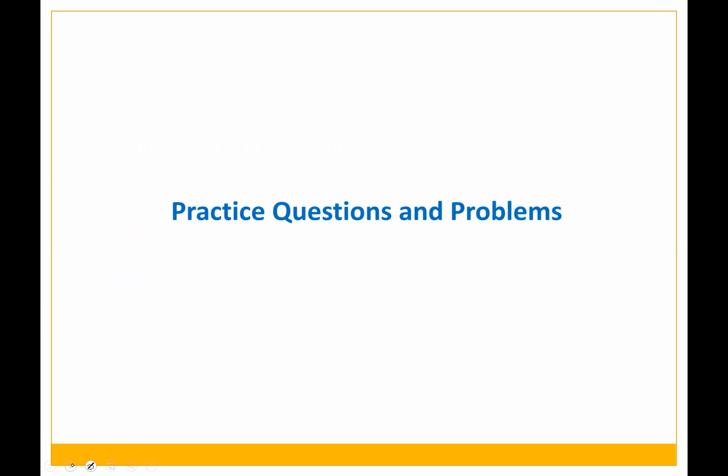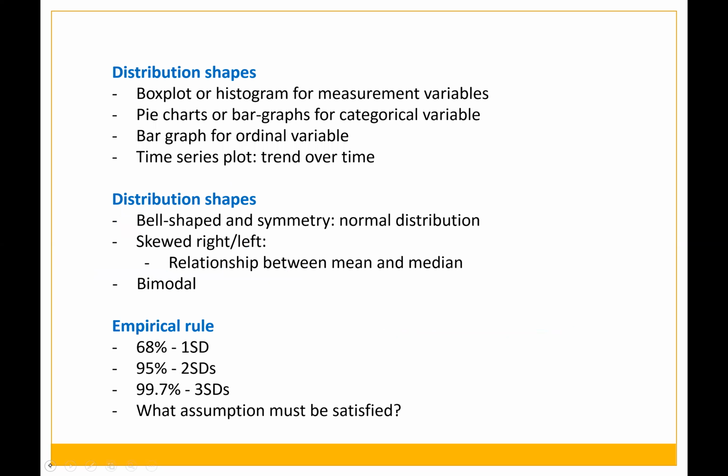Finally, we have distribution shapes. These are the ways that you display the data so that they can communicate the information quicker, better, and more effectively. We have a lot of plots that we already learned. Box plot and histogram for measurement variables. A box plot is a very common one for the 5-number summary. And a histogram is where you have a lot of data and you divide them into groups of different ranges to see the frequency of values in those groups.